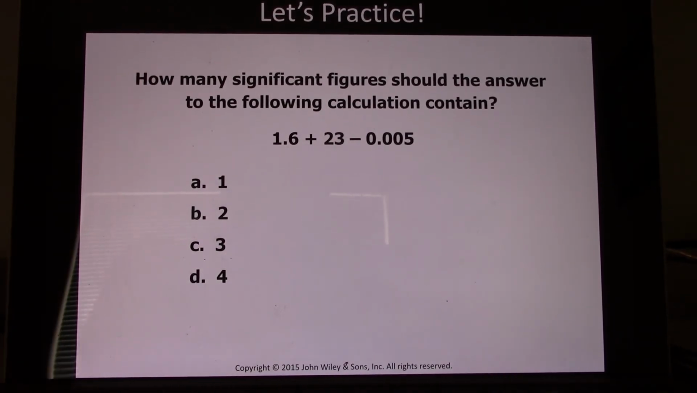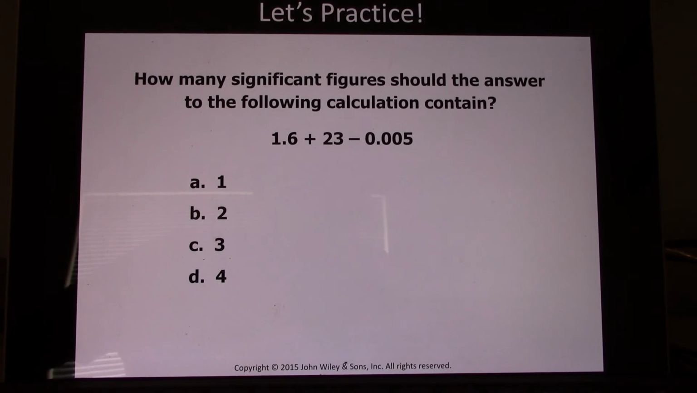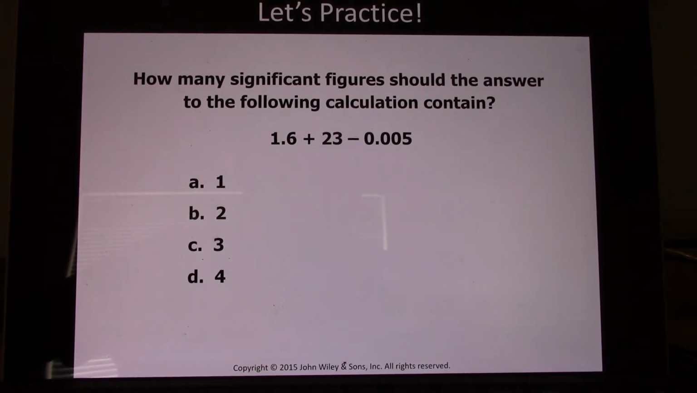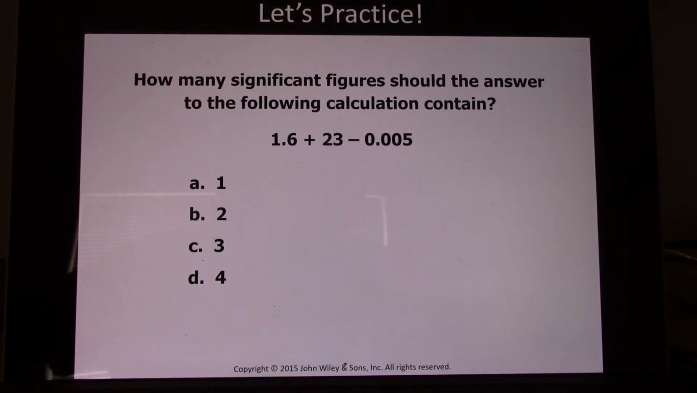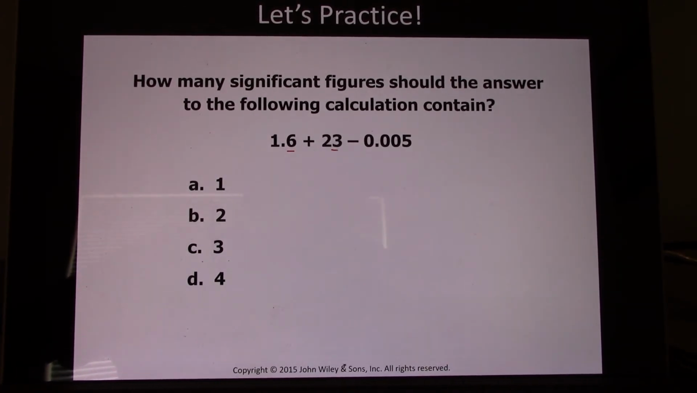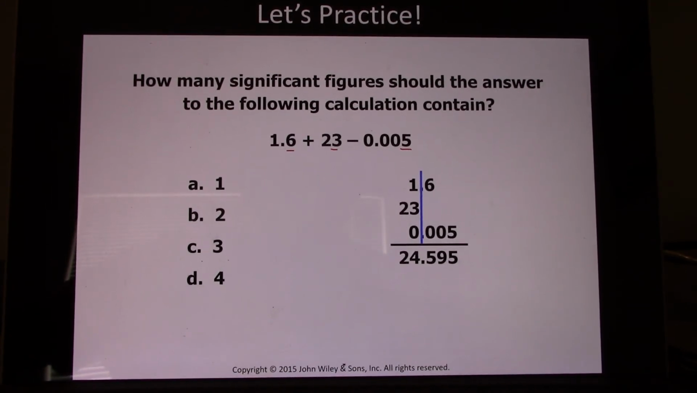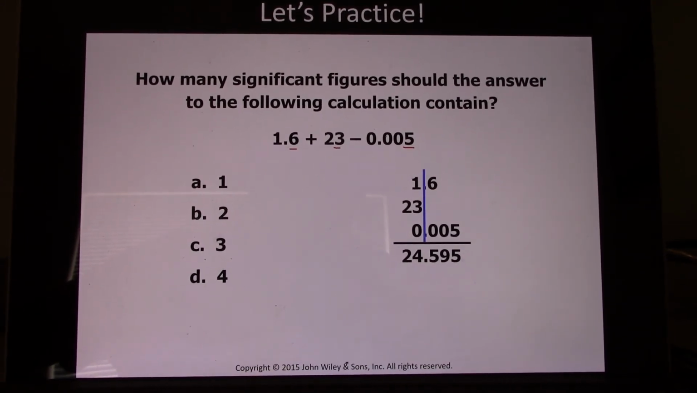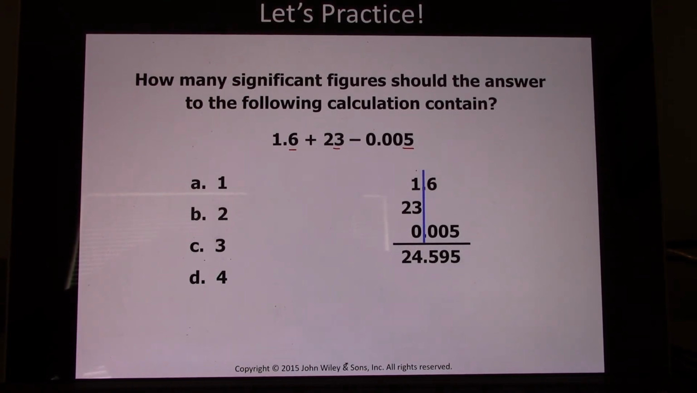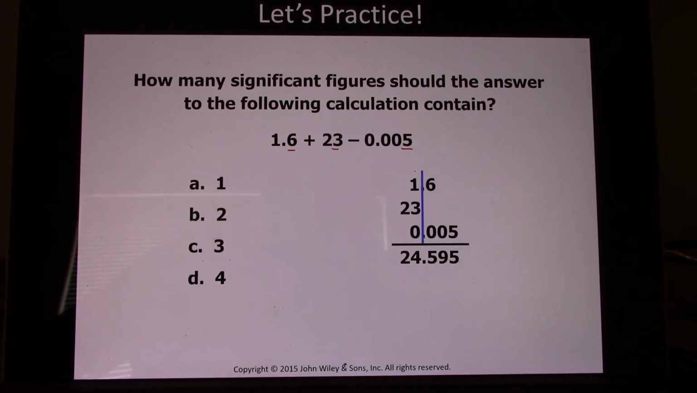How many sig figs should be in this answer? Well, 1.6 goes to the tenths, 23 goes to the ones, and 0.005 goes to the thousandths. Your sloppiest number is 23. It's plus or minus 1. And therefore, we add 1.6 to 23 to get 24.6. And then we minus the 0.005 to get 24.595.